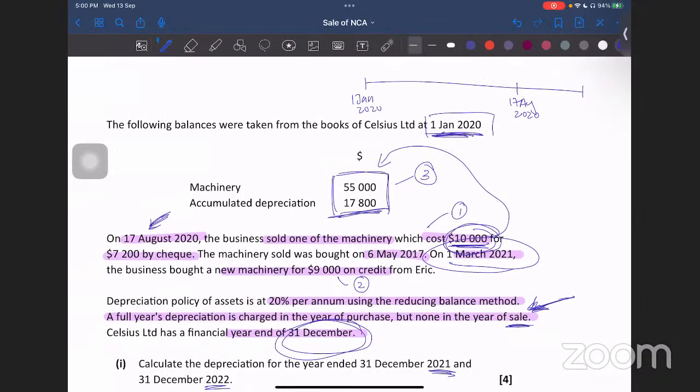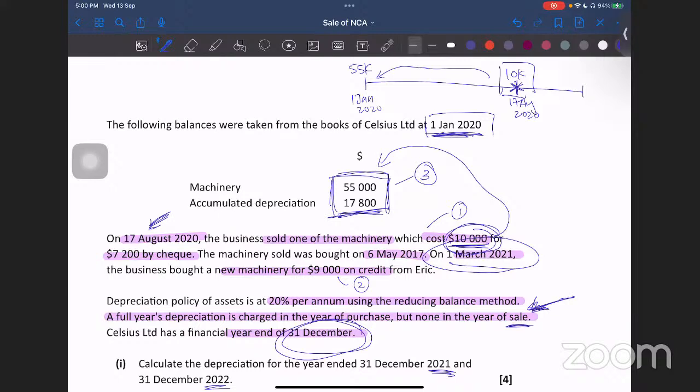So here I have 55K machinery, but then I sold off my 10K. This means that the 10K that I sold is still sitting inside part of this 55,000, right? Okay, but now the 10K is already sold, so what I need to do is minus it out. Can? This is the part that students normally find very confusing, but if you can see the logic, it will actually be very easy.